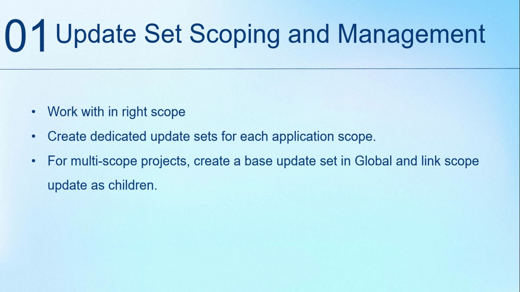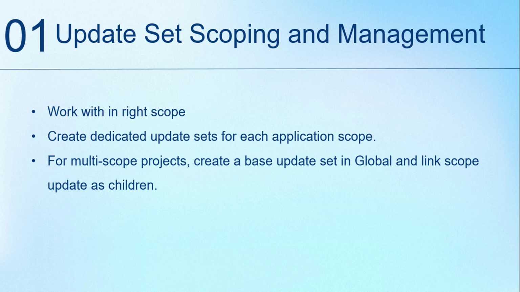We have to remember to work within the right scope. We have to create a dedicated update set for each application scope. Let's say there is one user story, and you have to make changes in multiple scopes. In that case, you have to create an update set in each specific scope. Scope here means application scope. Let's say one change is in the global scope, and another change is in the custom application you have created. In that case you have to create two different update sets.